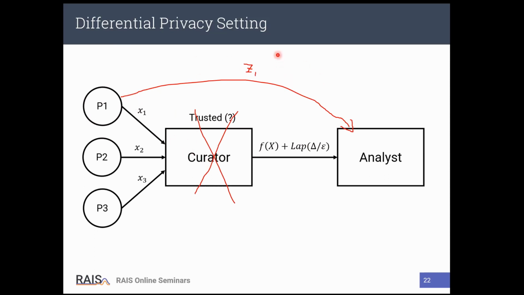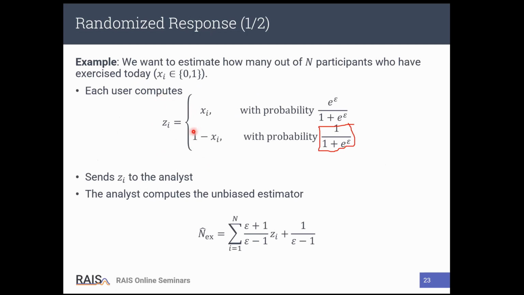It computes it locally and then sends it directly to the analyst. And the analyst cannot tell much from this, because it could be that he actually disclosed the true information, but it could also be that he tossed a coin with a certain probability and got the opposite of his answer. So that's the idea. Basically, he sends the answer, but with some probability it's flipped.